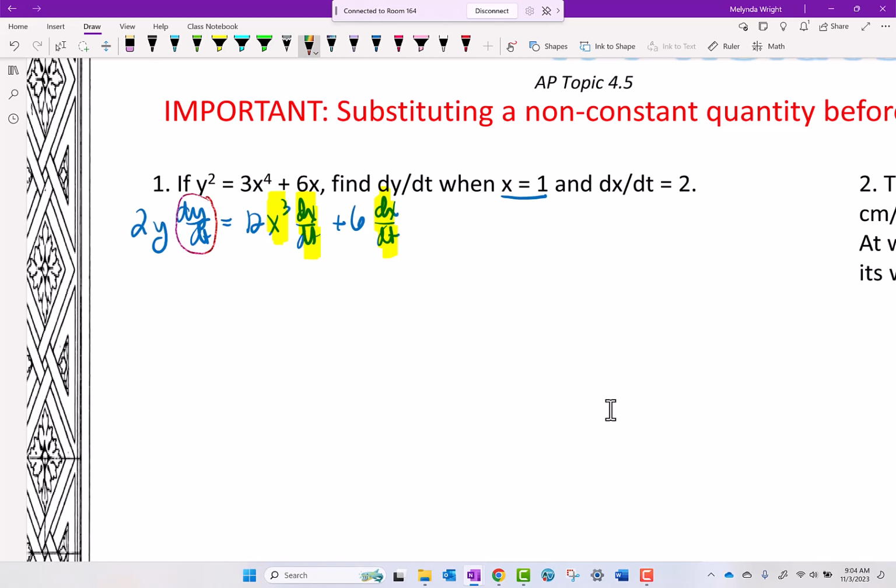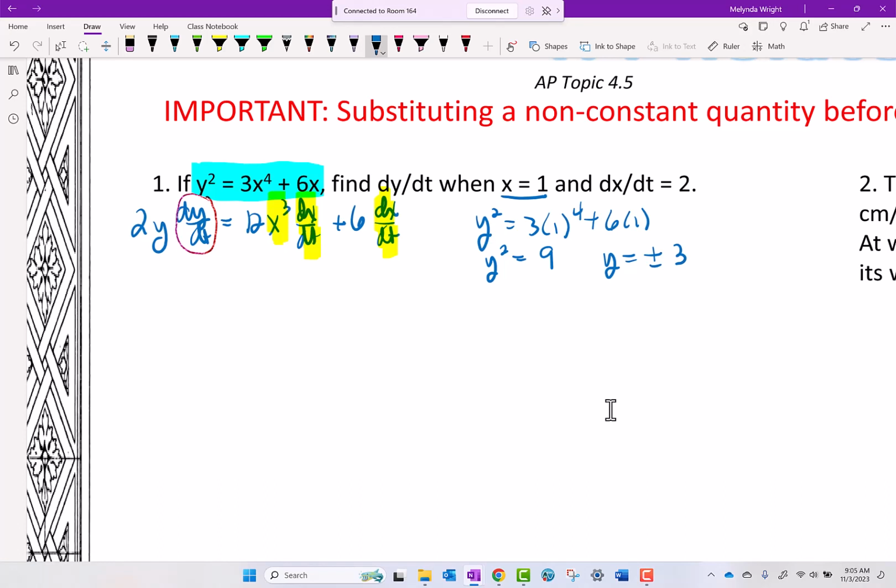So let's think about that for a moment. If I have everything else but y, let's look back at our equation right here. This is the equation that we were given. If I know what x is, couldn't I plug that back into the equation and find y? Wouldn't that work? So let's plug that back in. We have y squared equals 3 times 1 to the 4th plus 6 times 1. So y squared equals 9, and y is plus or minus 3.